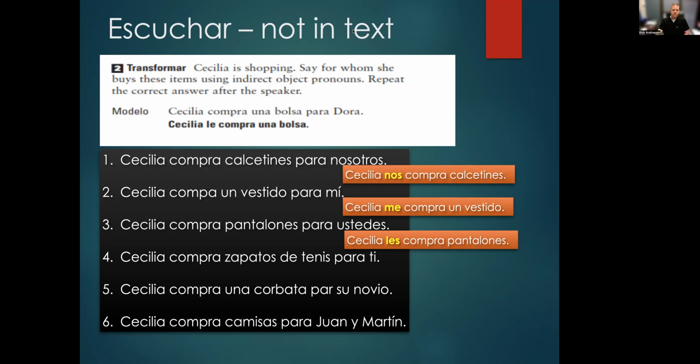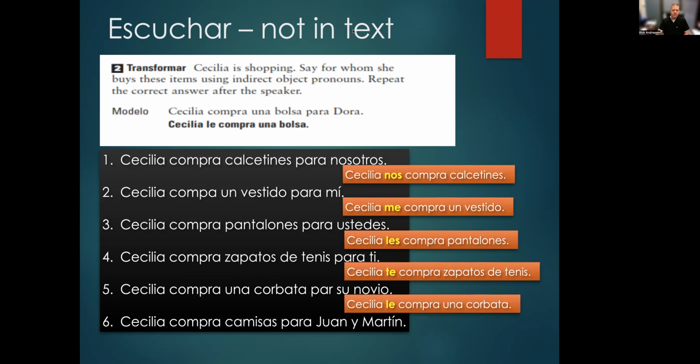4. Cecilia compra zapatos de tenis para ti. Cecilia te compra zapatos de tenis. 5. Cecilia compra una corbata para su novio. Cecilia le compra una corbata. 6. Cecilia compra camisas para Juan y Martín. Cecilia les compra camisas. Okay, muy bien. That's the end of the exercise.